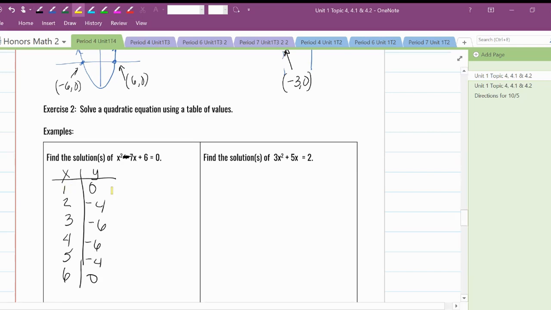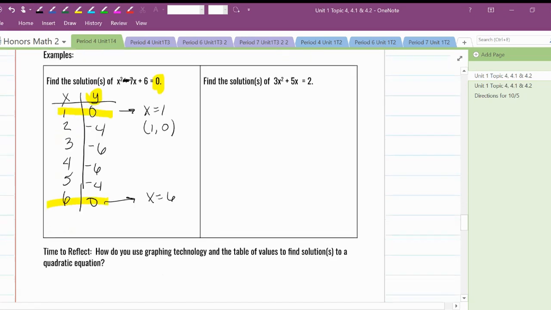And if you notice, we can examine the table. I'm looking for the outputs, the y's, to be equal to 0. So right away, I see one solution is x equals 1 because I have the x-intercept (1, 0). I see the other solution is x equals 6. That intercept is (6, 0). Now I need to do a little adjustment here.